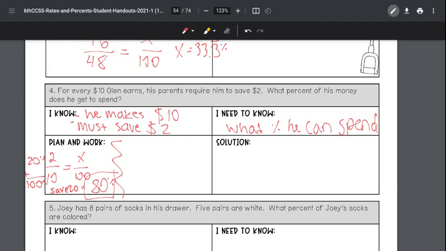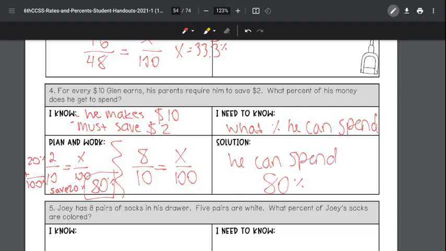The other way is, if we already know he's making $10 and he has to put $2 in the piggy bank, he has $8 left. So if you use 8 out of 10, it's going to automatically tell us what percent he can spend. When you cross multiply and divide, we figure out he can spend 80%.